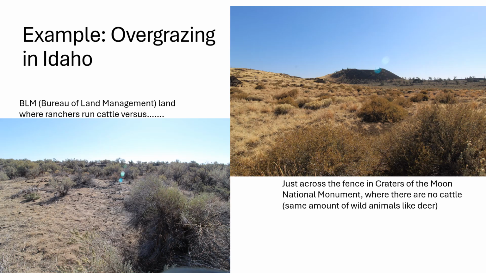In the National Monument, you can't have any cattle. You can see all of the grasses in between the shrubs, and you can see more biodiversity in the picture in the top right versus on the bottom left, literally across the fence. I just literally hopped a barbed wire fence in order to take the picture on the bottom left. That's on Bureau of Land Management land, and you can see how little grasses and wildflowers and other plants are in between those shrubs, that sagebrush. So that has been overgrazed.